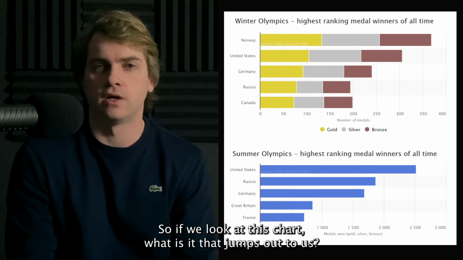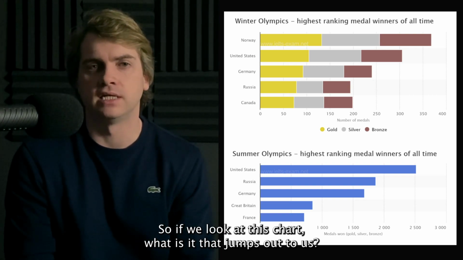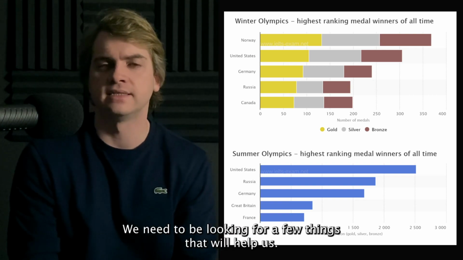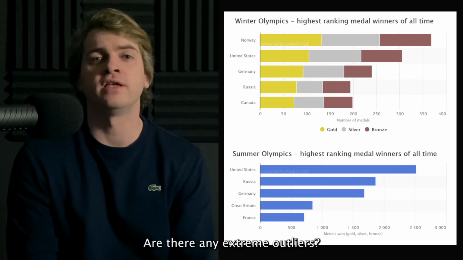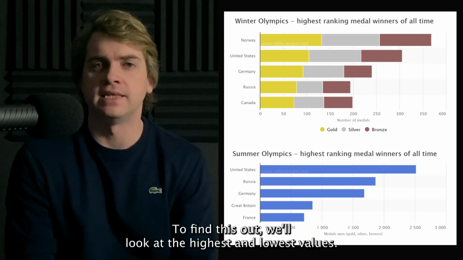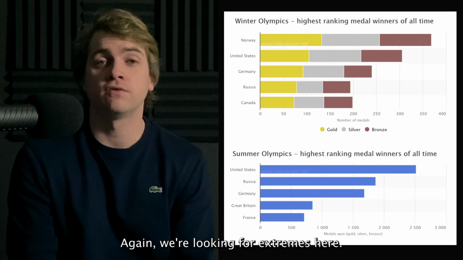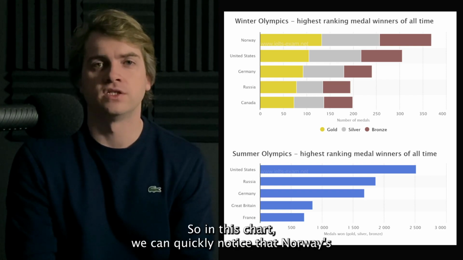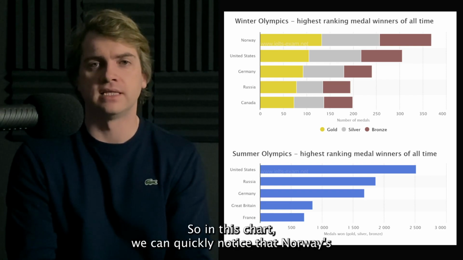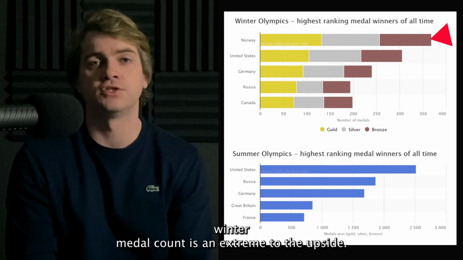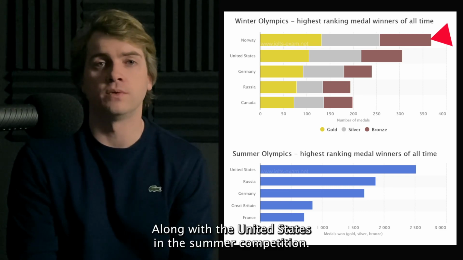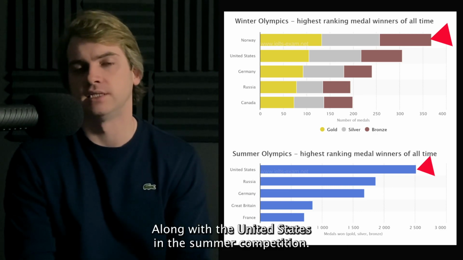So if we look at this chart, what is it that jumps out to us? We need to be looking for a few things that will help us. Are there any extreme outliers? To find this out, we'll look at the highest and lowest values. Again, we're looking for extremes here. So in this chart, we can quickly notice that Norway's winter medal count is an extreme to the upside, along with the United States in the summer competition.